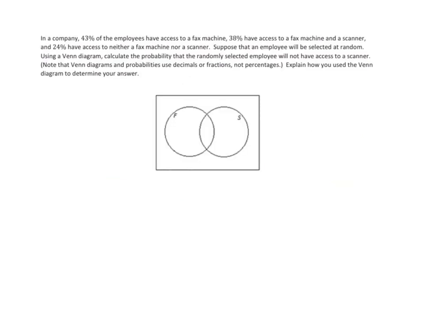All right, in a company, 43% of the employees have a fax machine. 38% have access to a fax machine and a scanner, and 24% have neither access to a fax machine nor a scanner. All right, so what do I know about this picture? 43% have access to the fax machine, so 0.43 for the F circle. 38% have access to the fax machine and a scanner. Well, if I'm in the fax machine and a scanner section, that's this little piece right here, and I can stick that in automatically, so I know that's 0.38. 24% have access to neither the fax machine nor scanner, so that's my outside number.